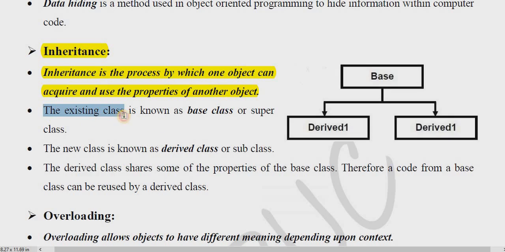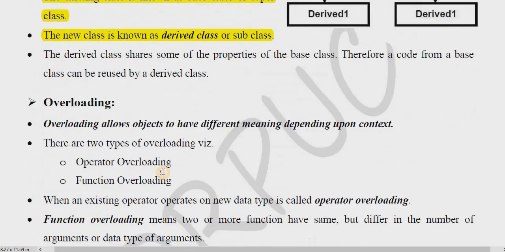The existing class or old class is called the base class or super class. In the examination you will get a 1 mark question: what is a base class, what is a derived class. A base class is an existing class, also called a super class. And what is a derived class? A derived class is called a subclass or new class which is created from the base class.